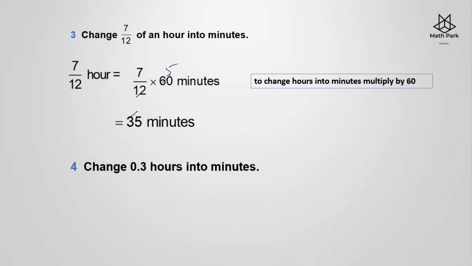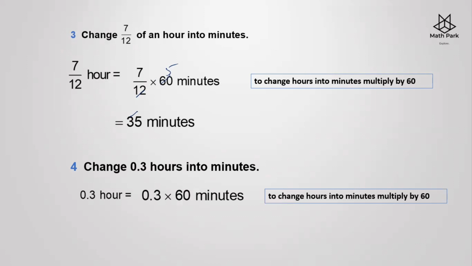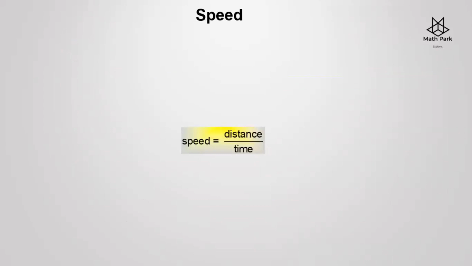Change 0.3 hours into minutes. Multiplying 0.3 by 60, we get 6 3s are 18, and that is how we get 18 minutes.